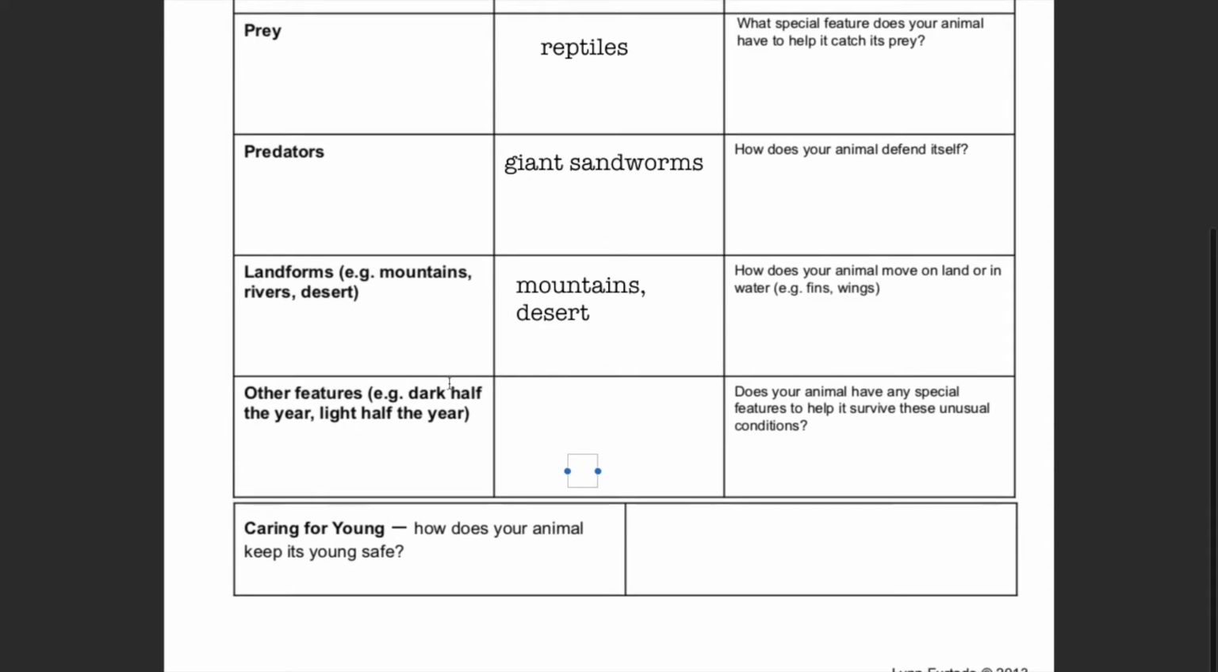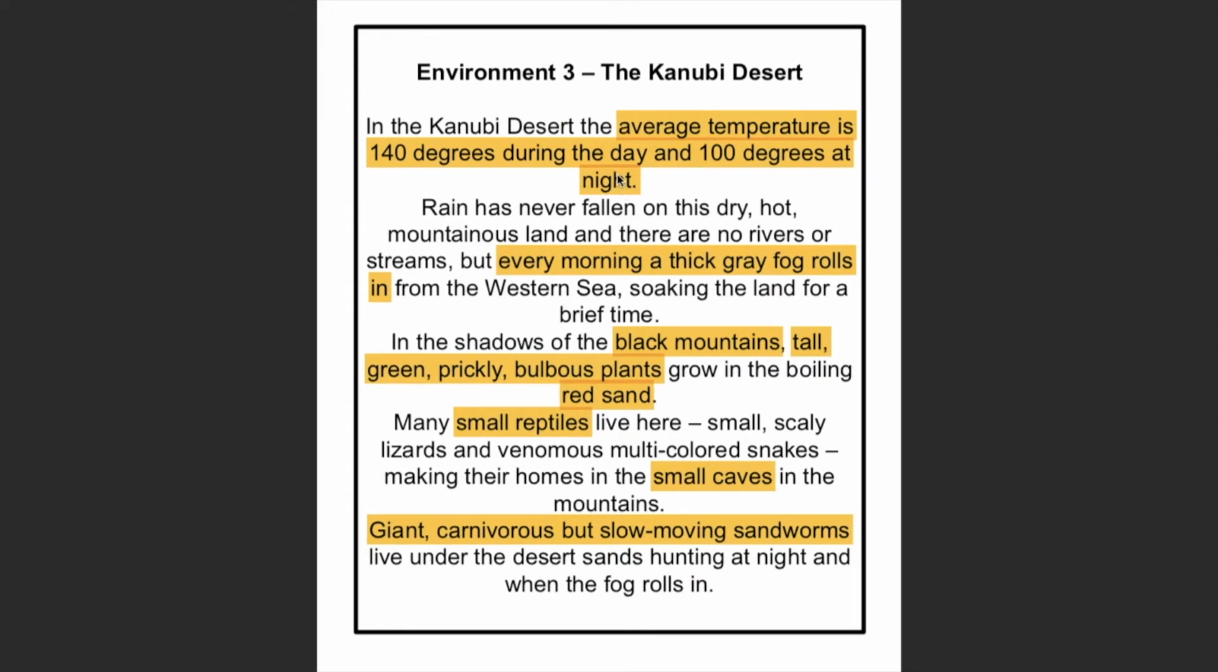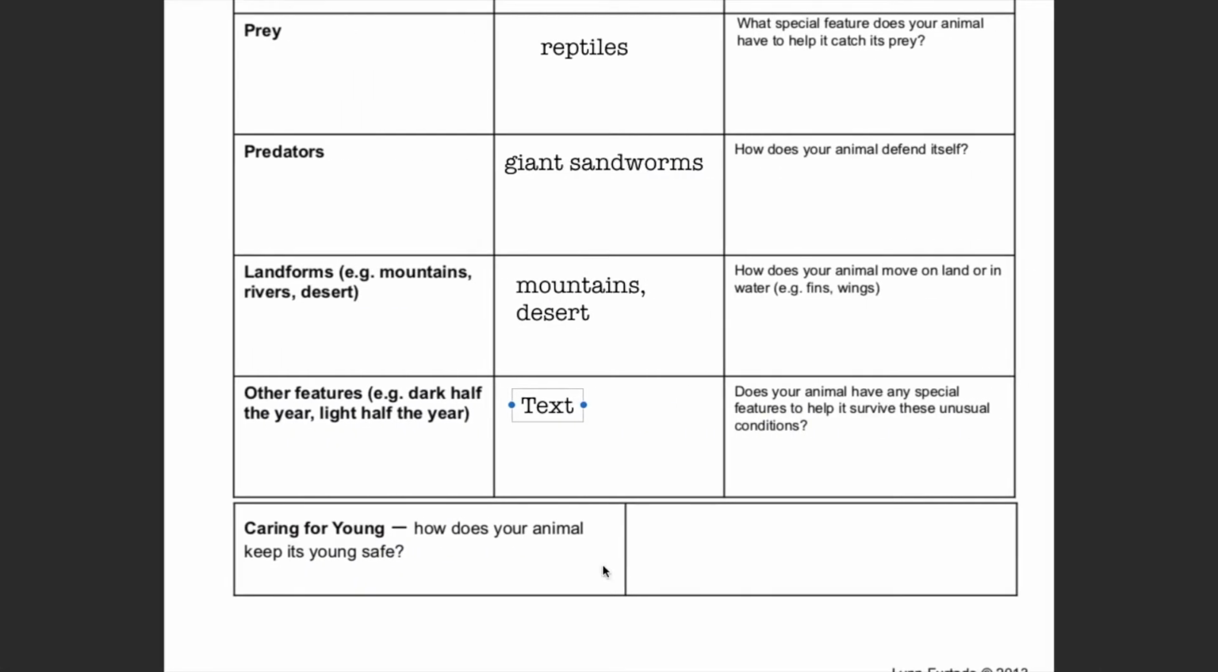Almost done. We need some other features. What's something interesting about our environment that might help us create the best possible organism? Something really unique that I saw is that every morning a thick gray fog rolls in. That's a pretty unique little feature that we could use to help us create our animal. So I'm going to write here, thick fog rolls in every morning. Oh, I'm going to go ahead and shorten this here so that you can see.